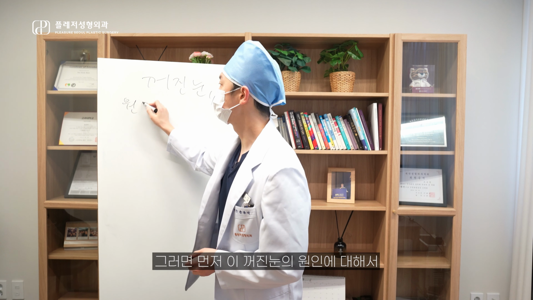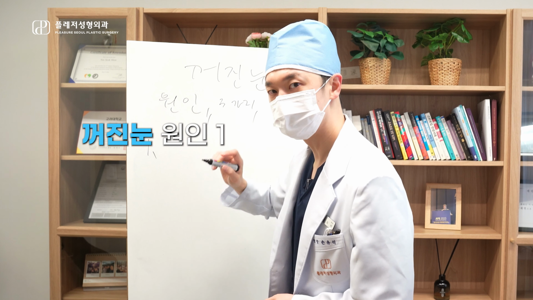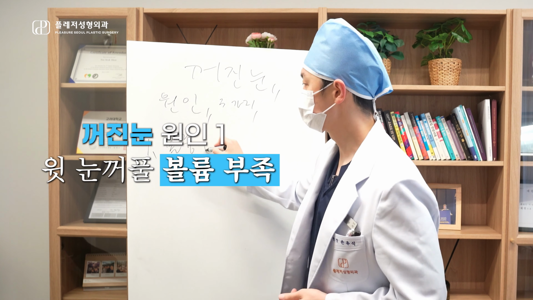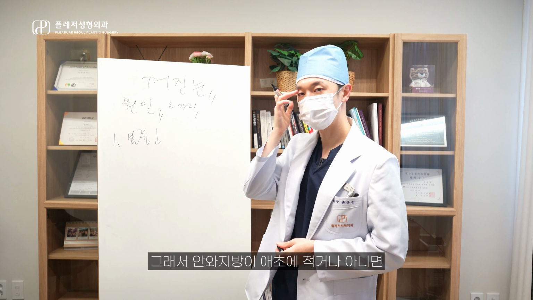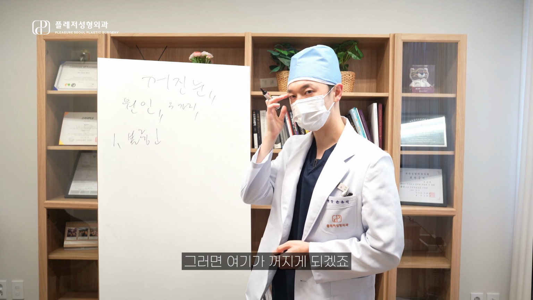But first we need to look into the causes of sunken eyes. There are mainly 3 causes which I'll explain now. The first is when the upper eyelid itself lacks volume. So if you naturally have little orbital fat here, or if your skin is very thin and you have less of other tissues, this area will become sunken.